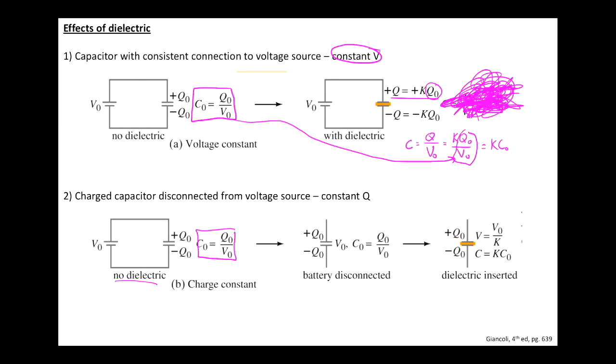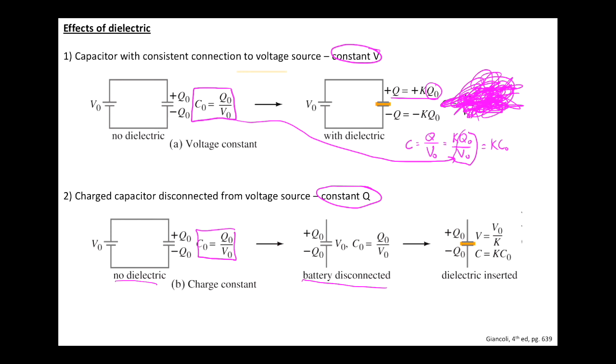Then we're going to take that capacitor and disconnect it from the battery. So this time there's nothing forcing the potential difference to remain the same. Instead, what has to stay the same is the amount of charge that's on the plates. It has nowhere to go. The amount that's there is stuck. I can't get any more, and I can't lose what's there. So the charge on the plates stays constant when I insert the dielectric. Something else has to change to reflect the increased capacitance.